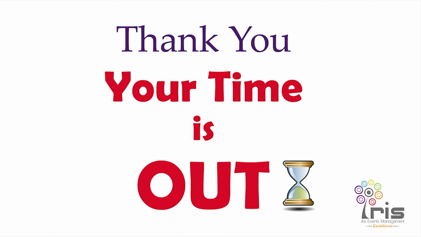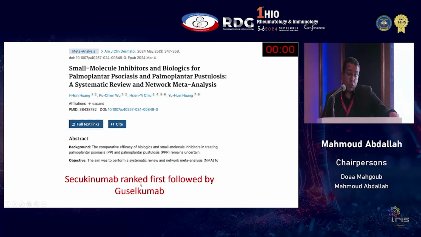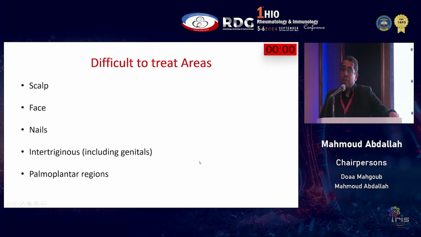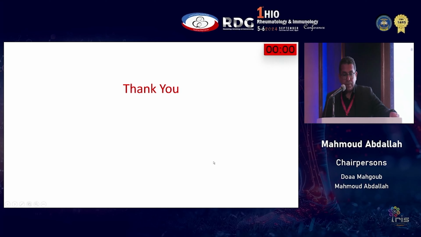Looking at the network meta-analysis again concerning palmoplantar psoriasis, this was a research letter published in the JAD last year. Guselkumab shows the best results, followed by bimekizumab, followed by adalimumab. This is another network meta-analysis which shows secukinumab to be the best, followed by guselkumab. So we have discussed today the treatment of difficult to treat areas. We still need a lot of work on that, especially evaluating the conventional therapies in treatment of these areas. Thank you very much.